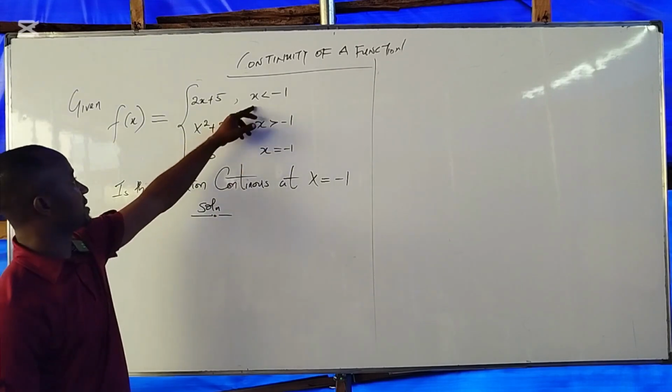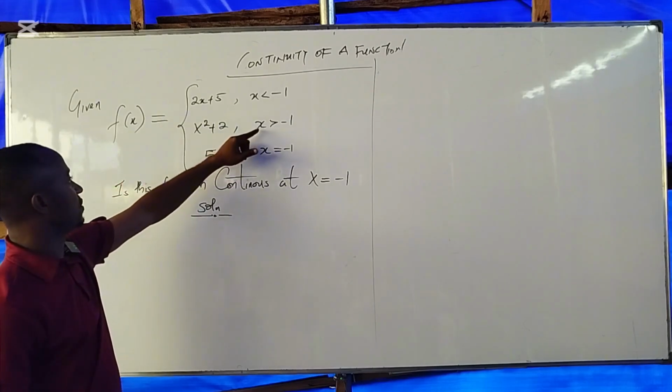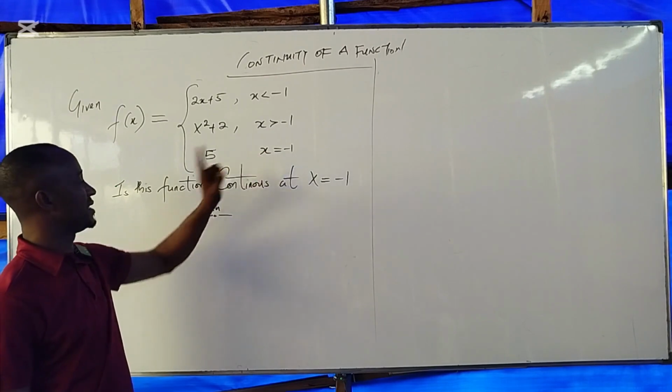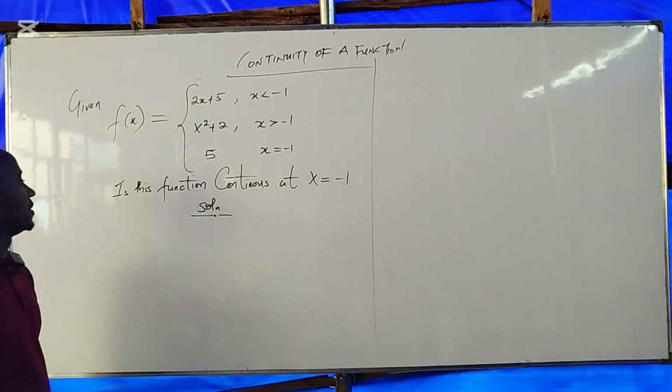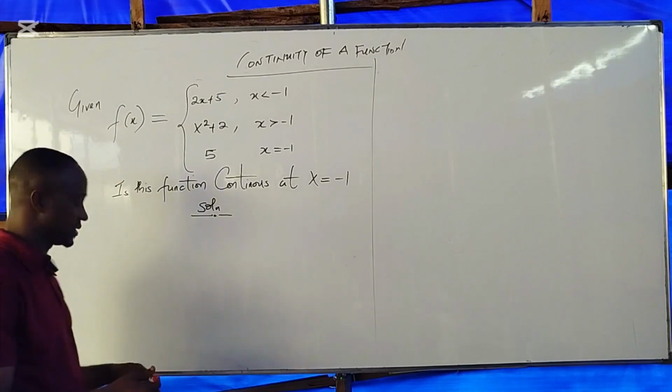Here we are told that x is less than minus 1. For this, the function behaves like this. When x is greater than minus 1, the function behaves like this. Then when x is equal to minus 1, the function is equal to what? 5. Okay, so we are now asked, is this function continuous at x equals minus 1? Okay, now let's move on.